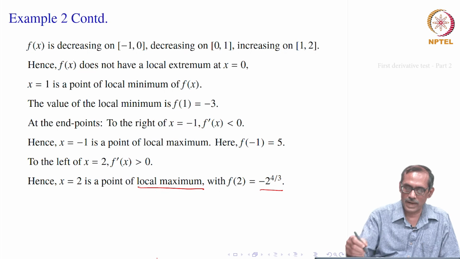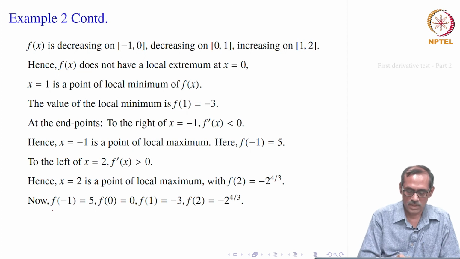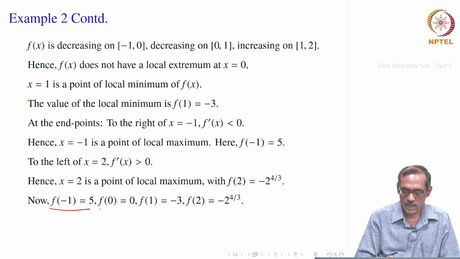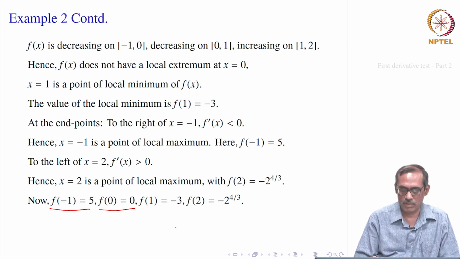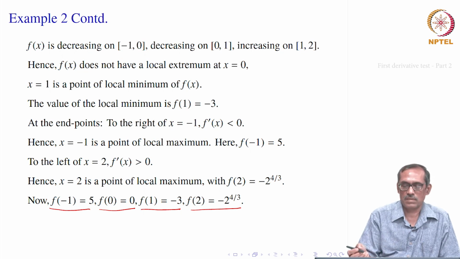So, now you can compare all these values, whatever maximum and minimum values you have got, and find out your absolute maximum and absolute minimum. So, for comparison let us list them out. f of minus 1 is 5, f of 0 is 0, 0 was also a critical point, f of 1 equal to minus 3, f of 2 equal to minus 2 to the power 4 by 3. Had you just taken the critical points without coming to local maximum and minimum, you would have got the same thing for the absolute maximum or minimum.